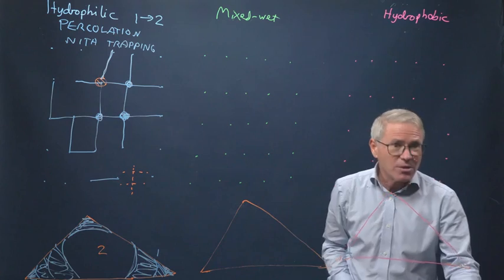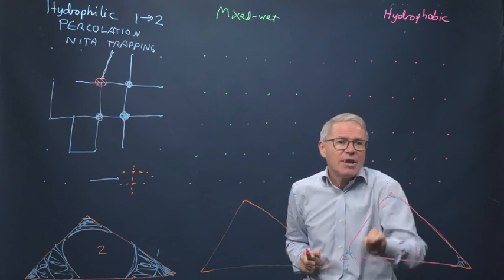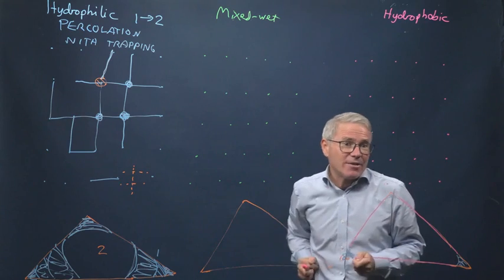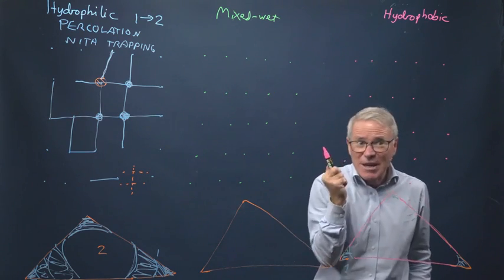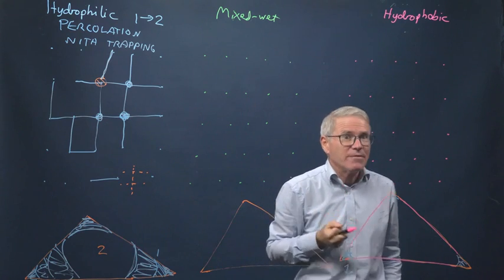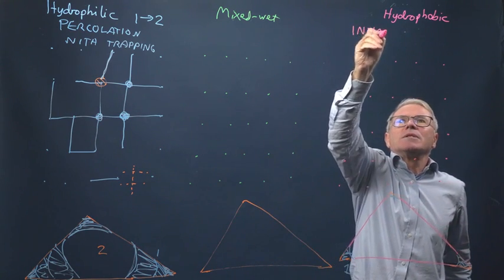So instead, what is more favourable when you go through the equations is piston-like advance, basically from the inlet to the outlet. So now, phase 1, I'm not going to just draw in blue, I'm going to draw in this pink colour to show that phase 1 is the non-wetting phase, it's hydrophobic, and we have an invasion percolation process.